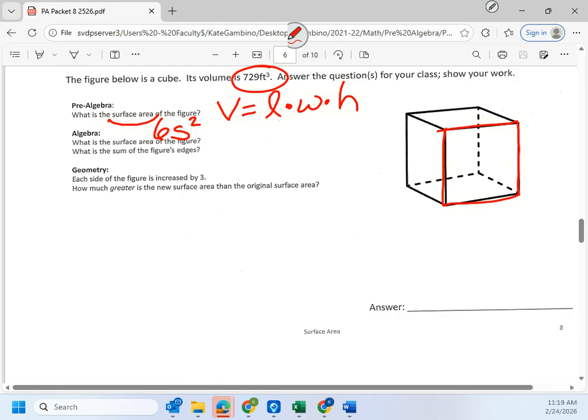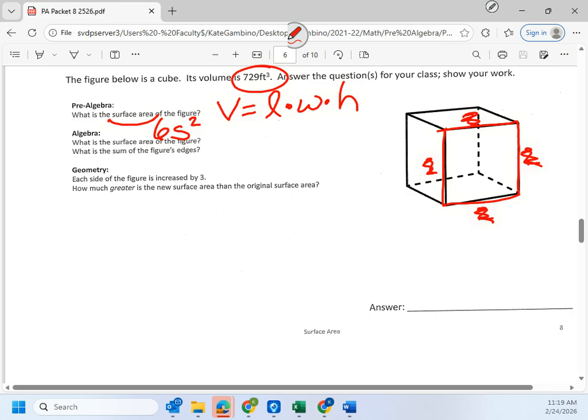So if it was a 2, it's a cube, so all of my sides would be a 2, right? Length times width, and that's the squaring. And then there are 6 squares on a cube. So obviously it's not a 2, because I wouldn't give you the answer. You figure out what number would work that would give us 729 as an answer.